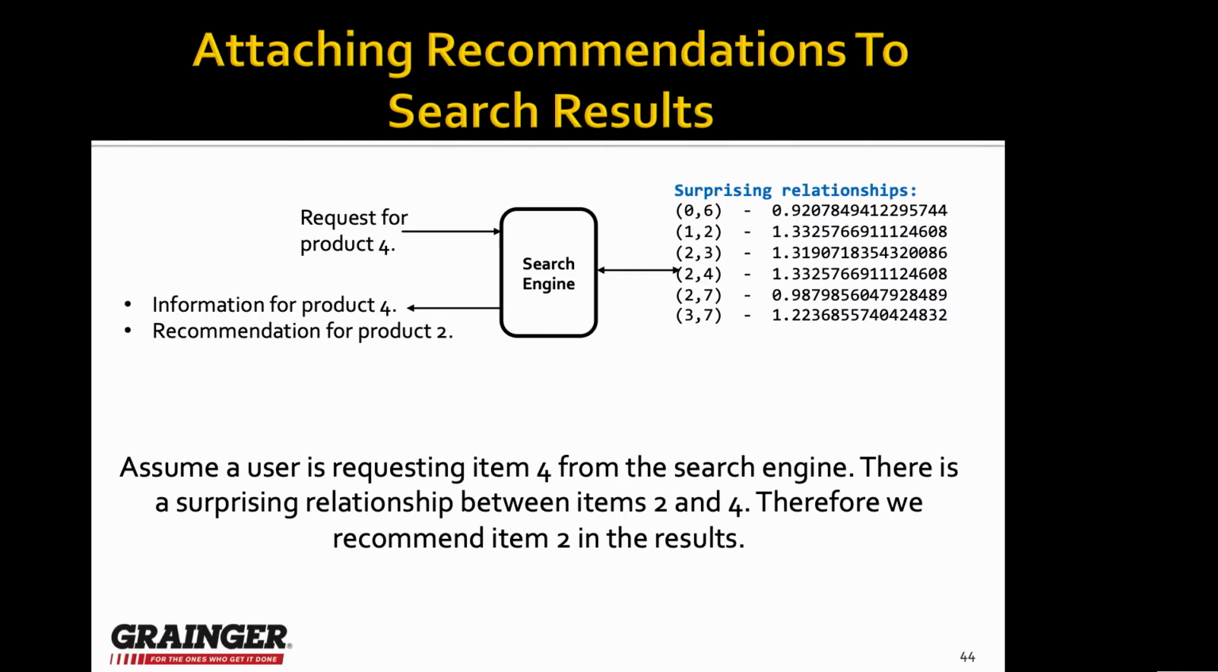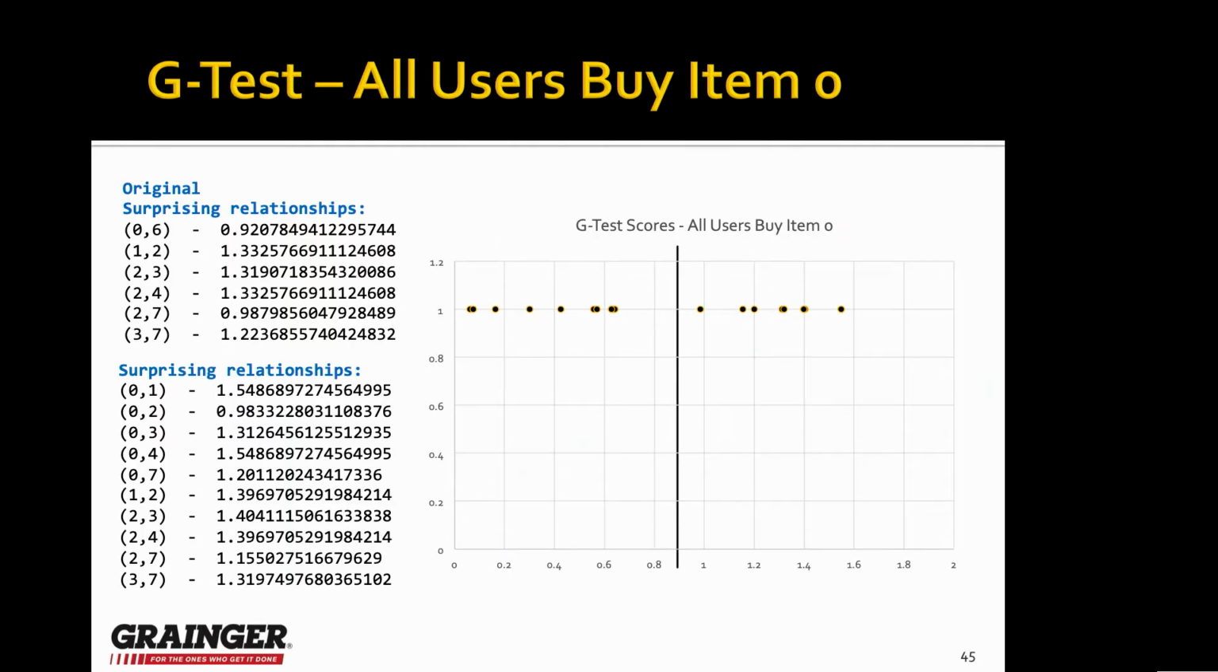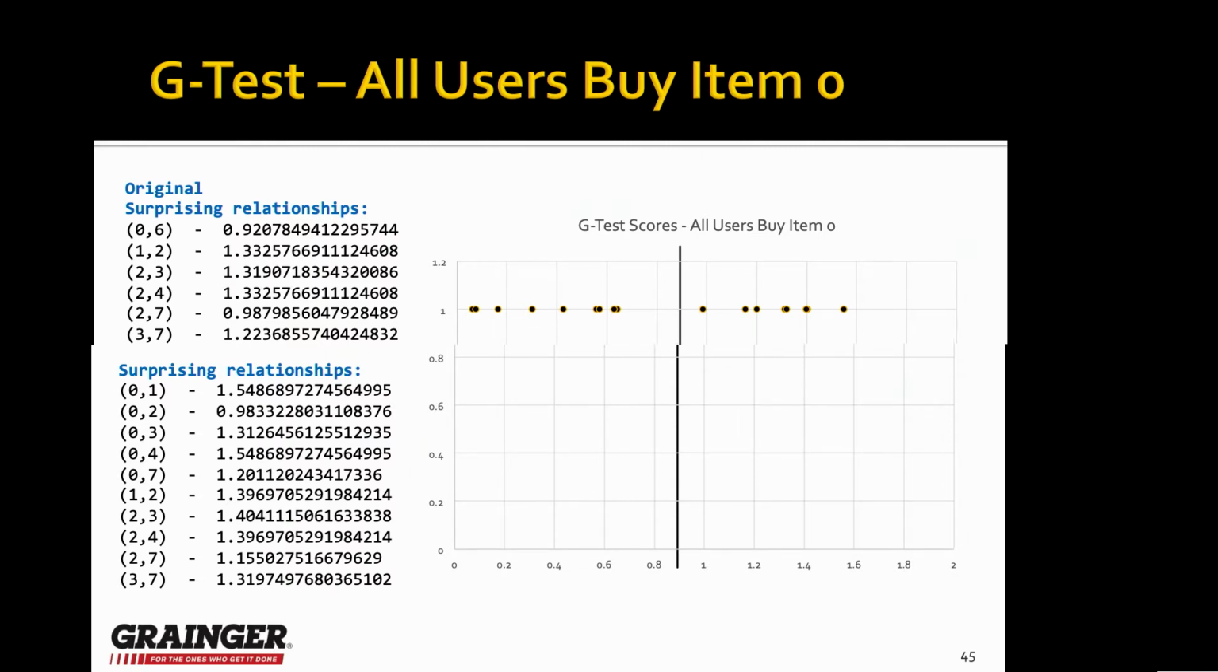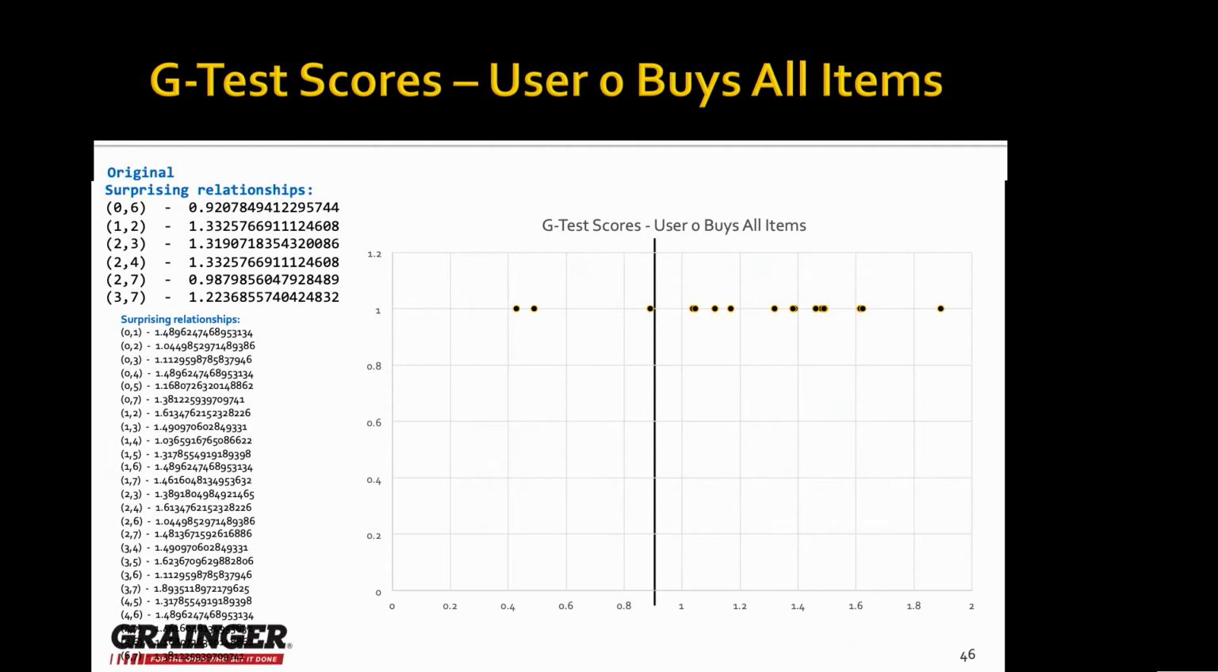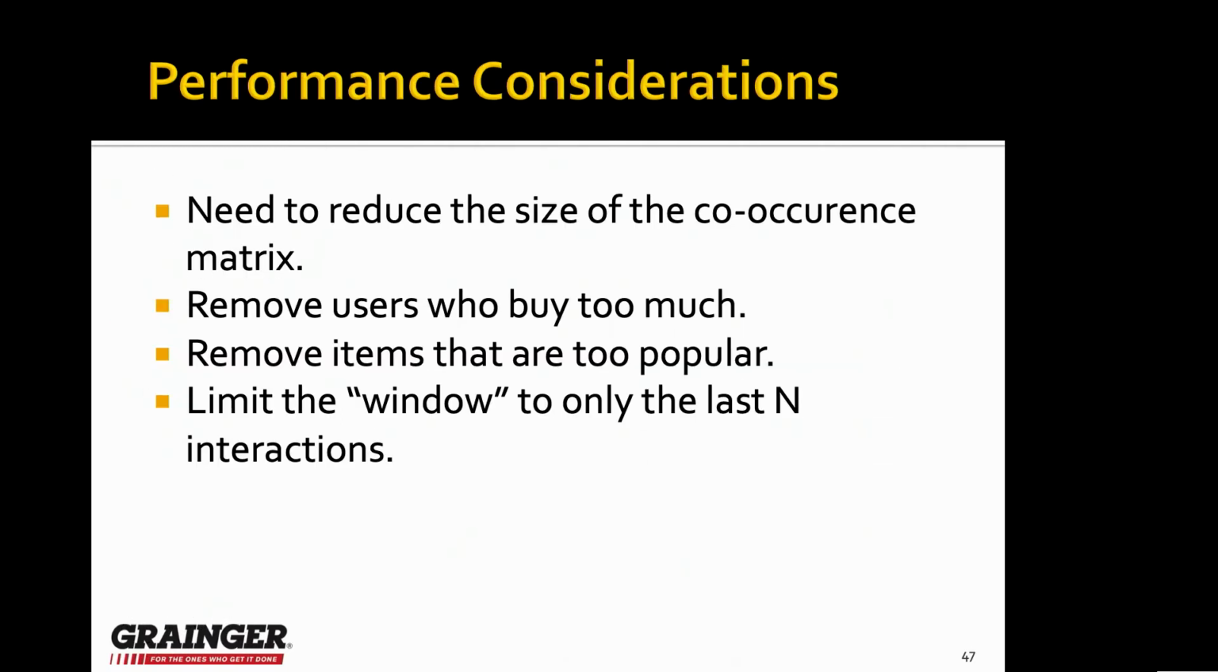G-test scores, again, I go through a lot of this stuff, but what ends up happening is that if everybody buys item 0, we don't have cosine normalization here. So if everybody buys the same product, it is going to skew us and say, here are a lot more surprising relationships, because now we're seeing a lot more products being purchased. Same thing happens here if a particular person buys everything, all of a sudden everything is recommended because everything is interesting. So these are some of the things that we're going to have to deal with.